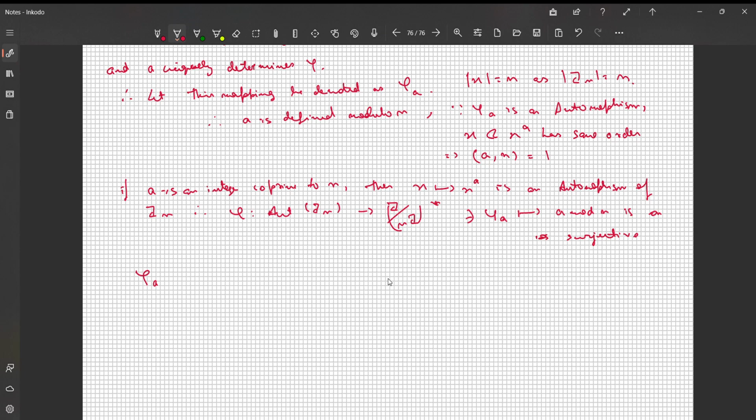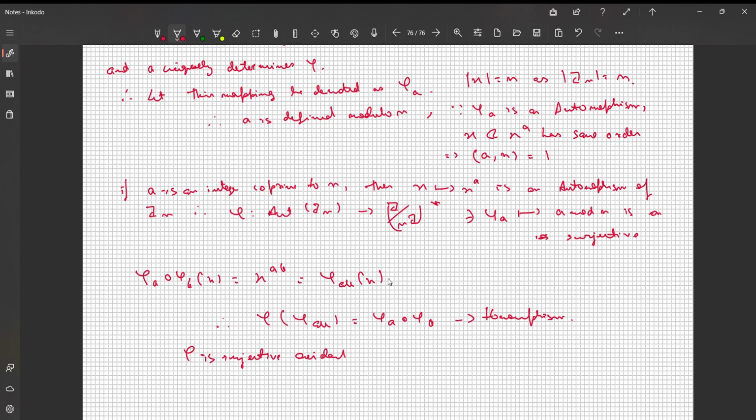Now, what is psi a composed with psi b of x? This is x to the power ab, but x to the power ab is nothing but psi ab of x. Therefore, psi ab is nothing but psi a composed with psi b. So it's a homomorphism as well. And uniqueness, that is the one-one mapping, is evident from how this mapping psi a is constructed, so psi is injective evidently.